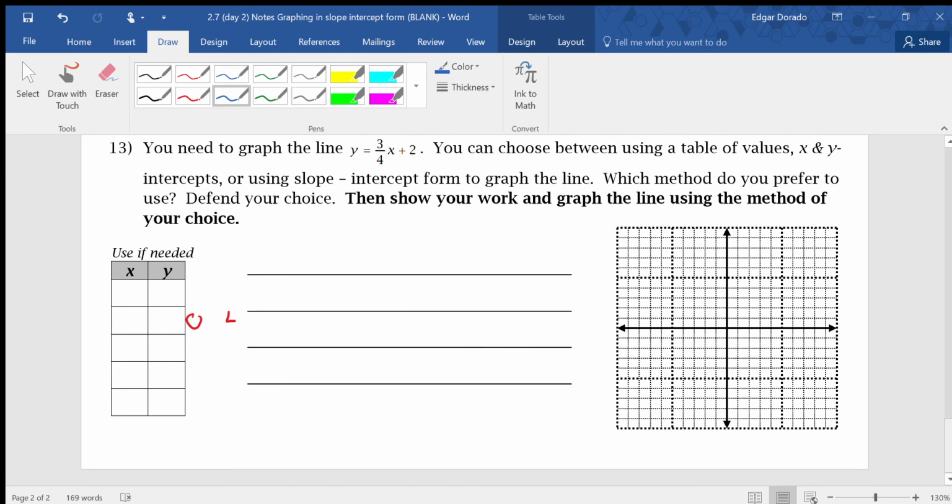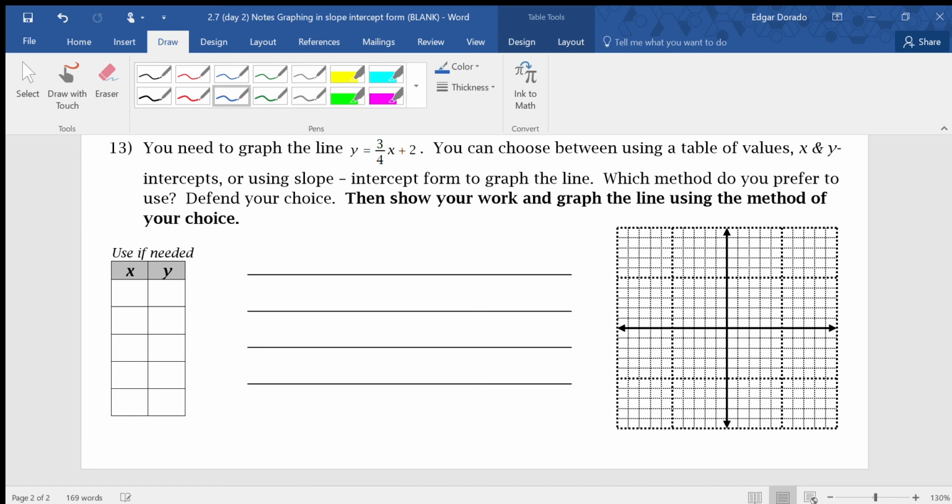So, let's go ahead and see what's being asked. It says, you need to graph the line y equals 3/4 x plus 2. You can choose between using a table of values, x and y intercepts, or using slope-intercept form to graph the line. Which method do you prefer to use? Defend your choice, then show your work and graph the line using the method of your choice. So actually, I'm going to have you guys think about this for a second. If you need to, go ahead and pause the video and think about what method you would choose to graph this line.